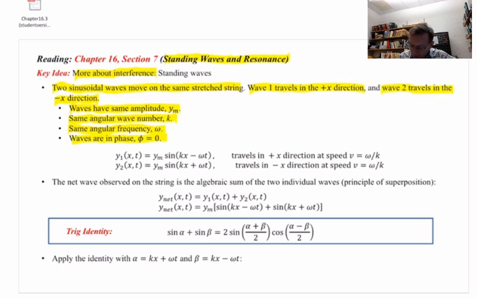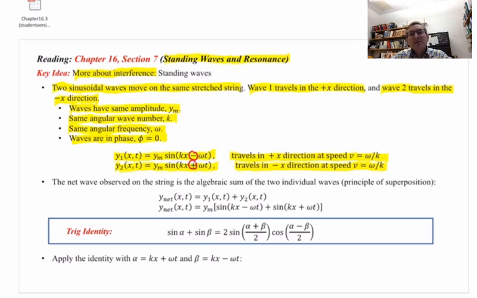So what are the two wave functions? Wave 1, y max sine of kx minus omega t. Note the minus sign. This describes a wave traveling in the plus x direction at speed v equal to omega over k. Remember that handy little formula for v? Omega over k. The second wave function, y2, y max sine of kx plus omega t. Note the plus sign. These are the only differences between the two waves: a minus sign and a plus sign. The second wave function describes a wave traveling in the negative x direction at speed v equals omega over k.